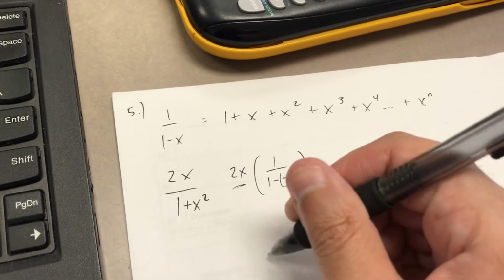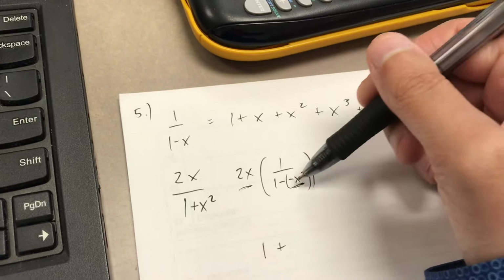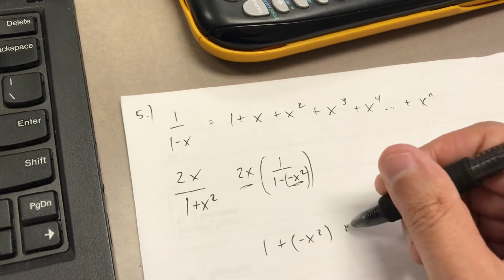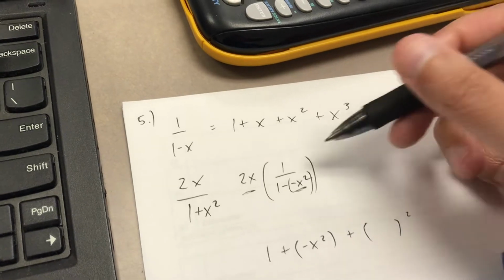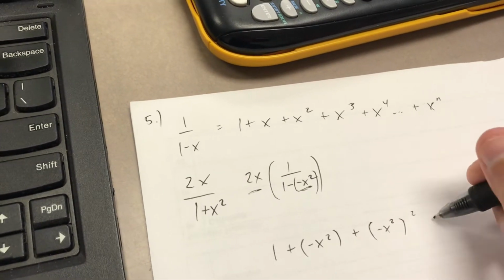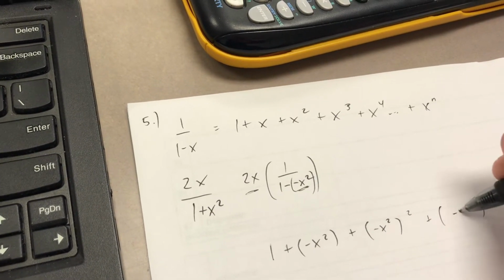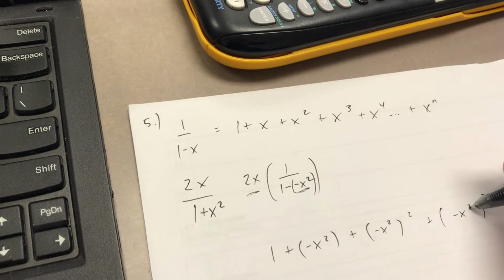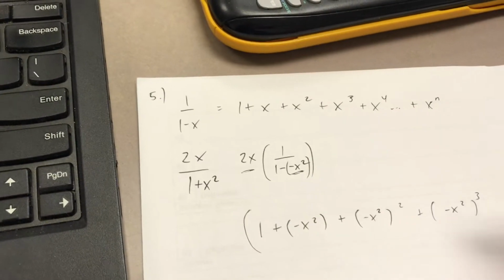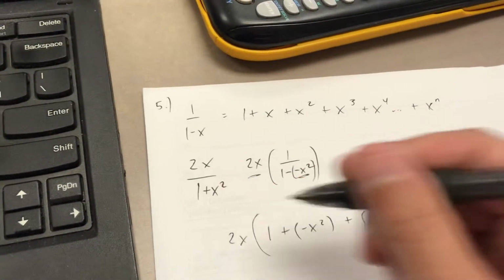So we've got 1 plus the input, and I'm going to replace the x with a negative x squared, plus the input squared, and so we'll have a negative x squared squared, plus the input cubed, and it's going to be negative x squared cubed, okay? And then the whole thing is being multiplied by 2x. So this is continuing on out infinitely. Whole thing is being multiplied by 2x.